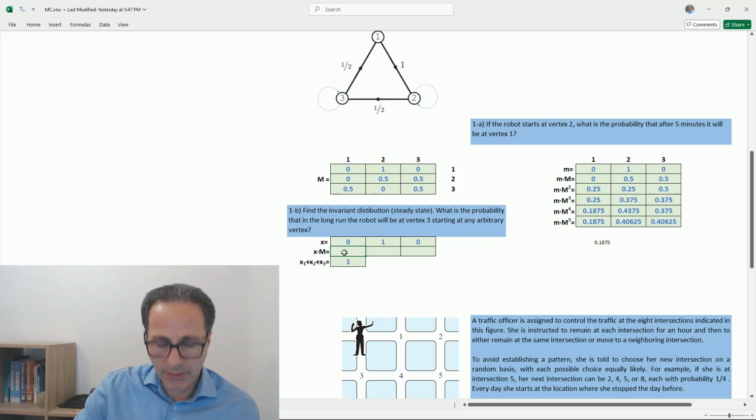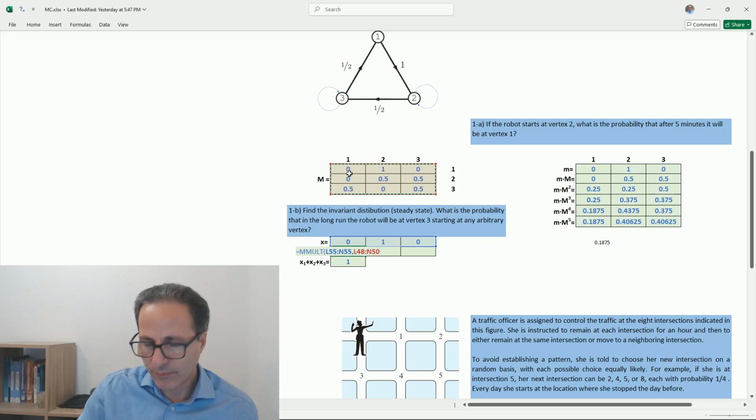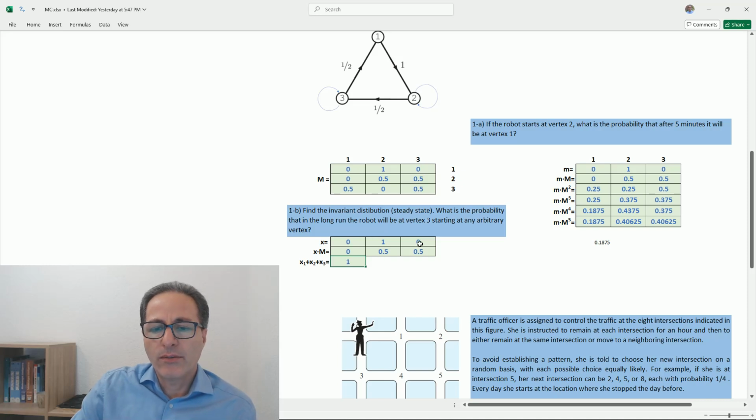And here I also write the formula again, X times M, and this is M. We don't need to lock because we don't want to copy the formula. If the initial state is 0, 1, 0, then X times M is going to be 0, 0.5, 0.5. This is not the same, so it means that 0, 1, 0 is not the invariant distribution.